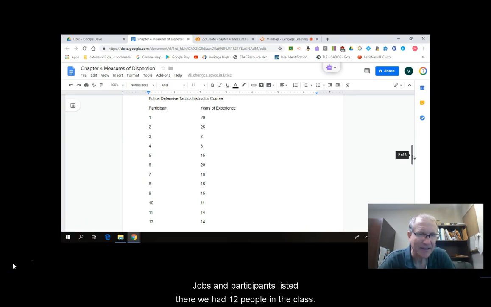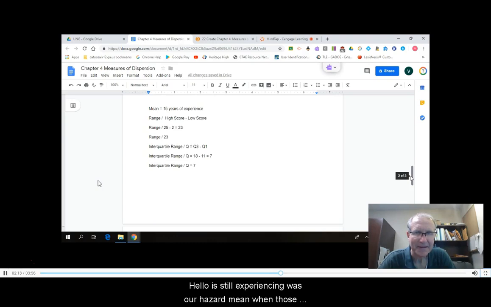We had 12 people in the class, and we went from 25 years being the highest to 2 years being the lowest. Experience was our mean when those scores were all averaged together. For the range, I took the high score and the low score and subtracted those. That was 25 minus 2, which I am on the upper end, in the 20-year service range there, but 25 minus 2 came to 23. That gave us a range of 23. For the interquartile range, you can see there, I took the third and the first quartile and subtracted those and came out with 7. So our interquartile range number was 7.